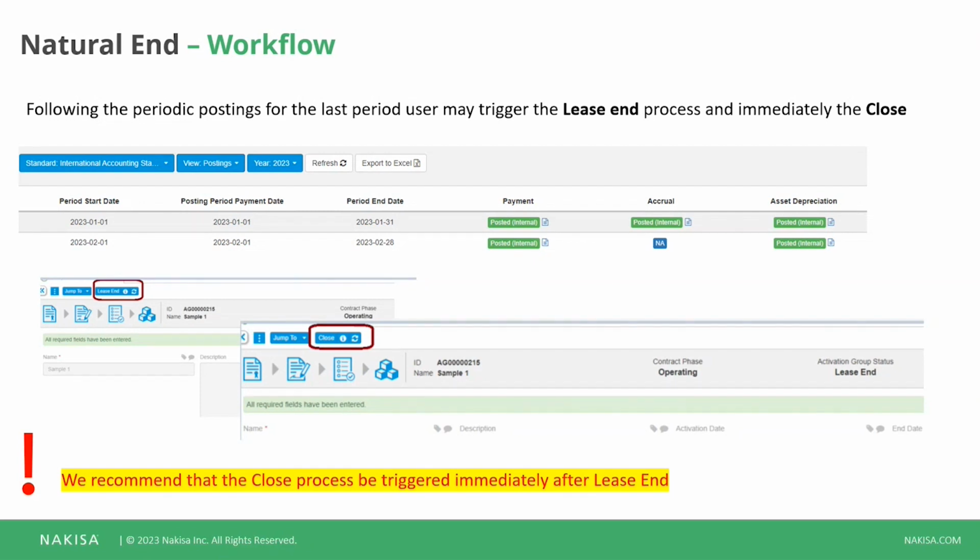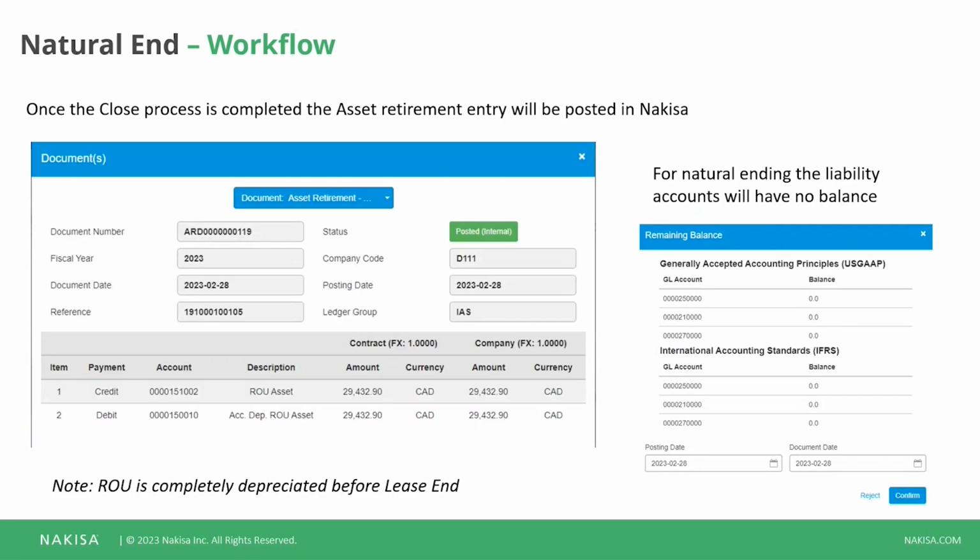And our recommendation is that you always trigger the close immediately after the lease end, unless there is some other process that you have internally. But our recommendation is such because you want to avoid having discrepancies between your posted transactions and your disclosure reports. Immediately after you perform the close, the asset retirement will be recognized as well as a transaction.